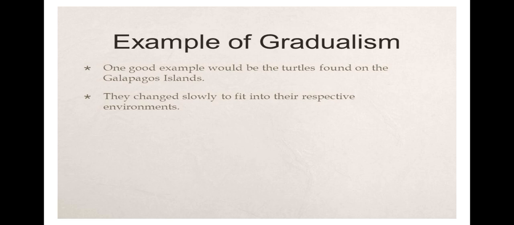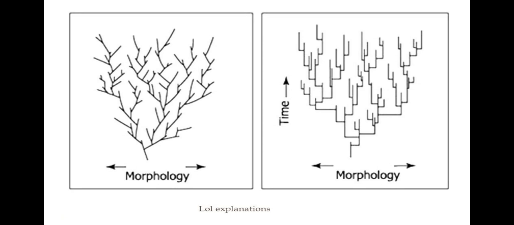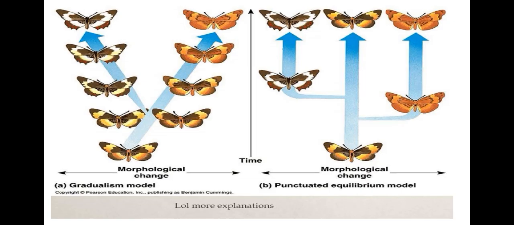Example of gradualism. One good example should be the turtles found on the Galapagos Islands. They changed slowly to fit into their respective environments. Morphological explanations: gradualism model, morphological change, punctuated equilibrium model.